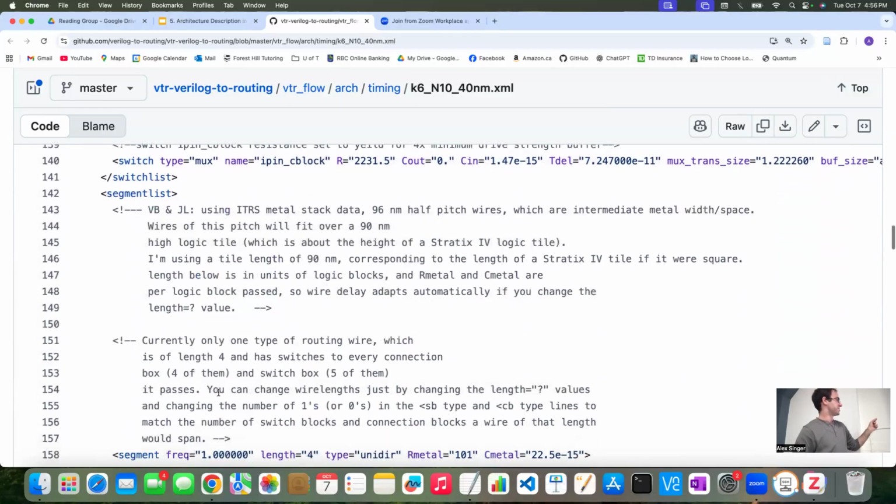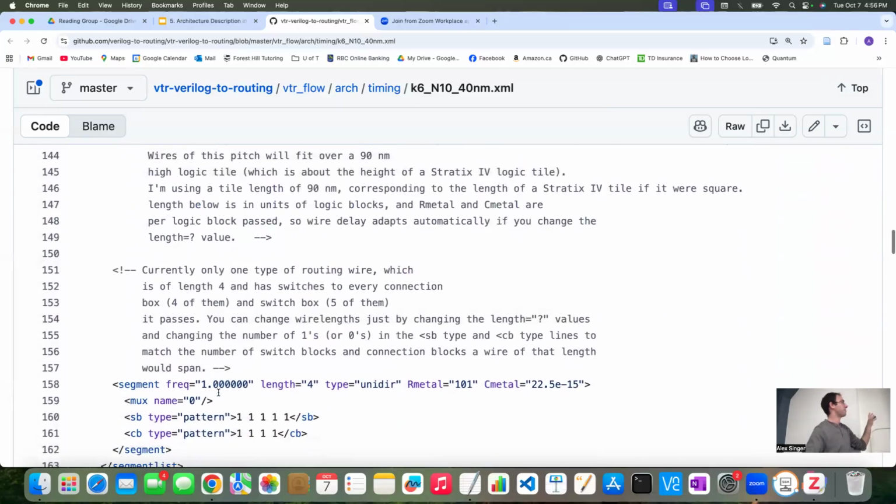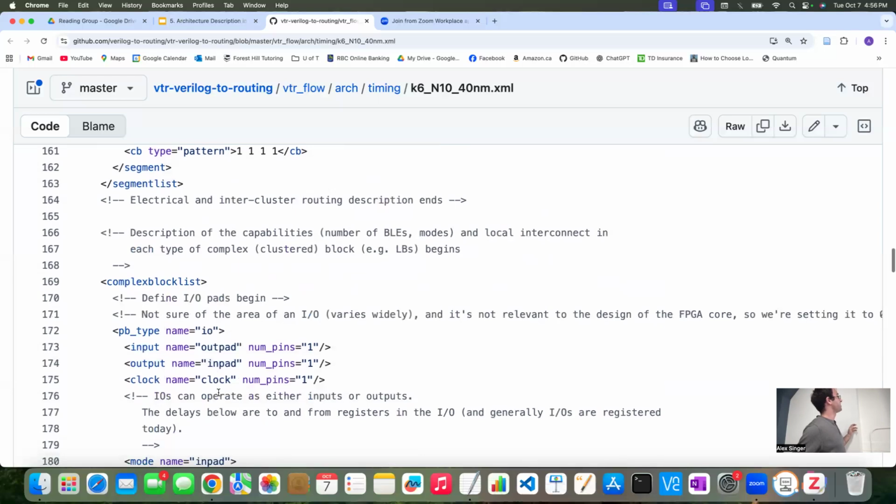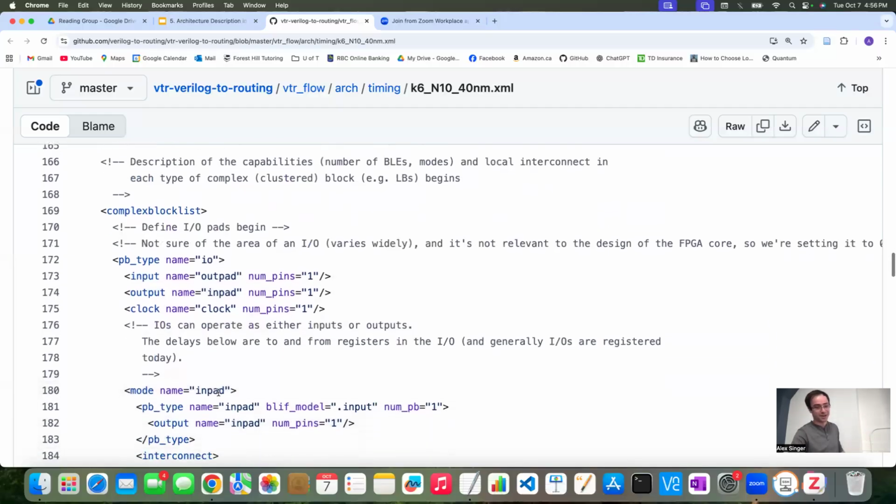And these are the segments. Segments are way too complicated for this type of talk, so don't worry about it. But you can find a tutorial in VTR which describes exactly what this is. And if you're in Vaughn's FPGA architecture course, I believe you actually have to mess with this in the last assignment. So you'll learn a lot about this one. Those are our segments, and now we're in the complex blocks. Could you believe that was the easy part? So now we're in the complex blocks.